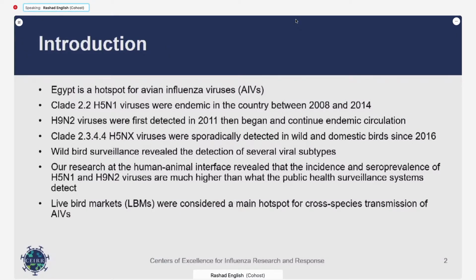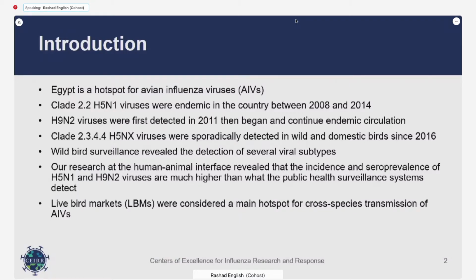We did studies in which we estimated the seroprevalence of H5N1 and H9N2 viruses in humans, and then we did another cohort in which we estimated incidence, and we realized that we have a lot more cases and a lot more burden on the human side than what the surveillance systems actually pick up. And throughout our studies, we always came back to note that live bird markets are really problematic for both public health and animal health.